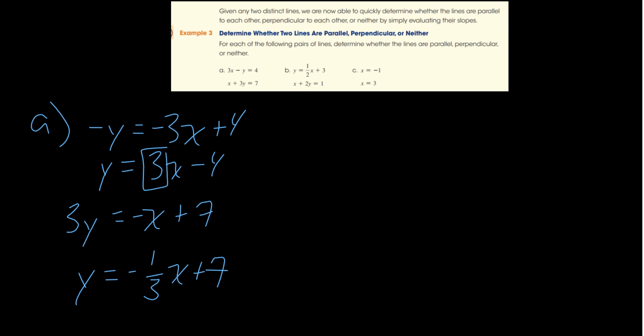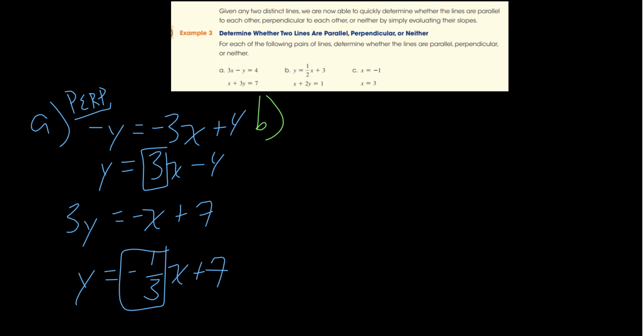So I'm going to look here. Okay, so I'm going to ask myself, are these the same? No, obviously. Are they the negative reciprocal? Yeah, they are actually, right? One is the negative reciprocal of the other, and the other is the negative reciprocal of the one. So A would be perpendicular. So let's just write perpendicular.